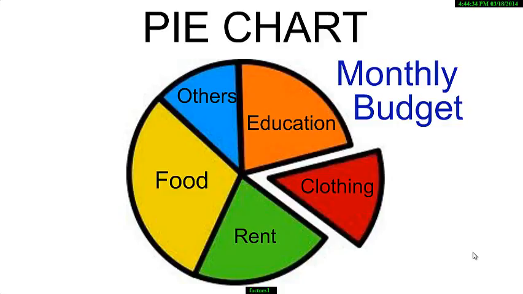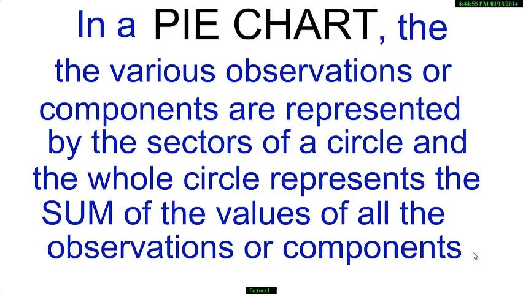This is an example of a pie chart. You can see how the monthly budget of a family is divided into different sectors. The central angles of each sector is proportional to the expense. Thus, each sector is a part of the total budget.